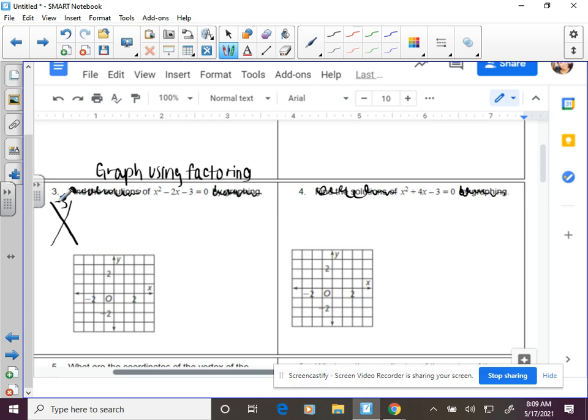Hopefully you can see this. I know my numbers are probably pretty small to you. The bottom number would be negative 2. So we're looking for something that multiplies to give you negative 3, but adds to give you negative 2. Negative 3 times 1 is negative 3, and negative 3 plus 1 is negative 2. So our two factors are x minus 3 and x plus 1.